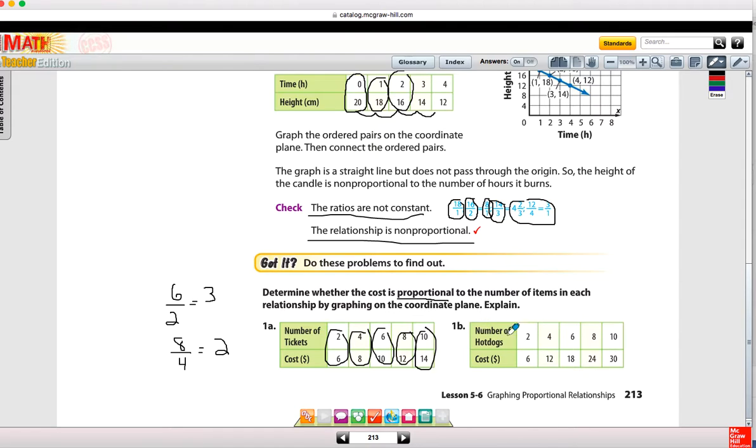Take a look at 1B. 2 hot dogs is $6. That means 6 divided by 2 is $3 a hot dog. And then if we take $12 for 4 hot dogs, 12 divided by 4 is also 3.